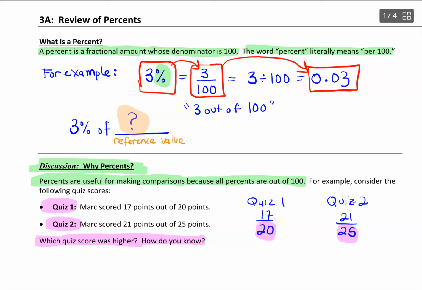So if I get 17 points out of 20, so 17 out of 20, that's 17 divided by 20 to convert that fraction into a decimal.